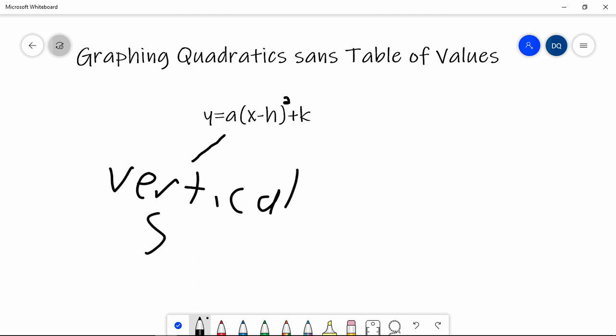a indicates a vertical stretch. So if you have, for example, a 2, then things are stretched vertically by a factor of 2, which would make your quadratic twice as tall.